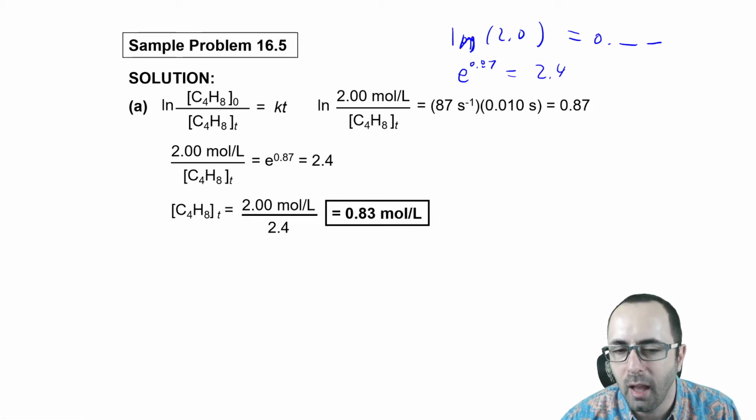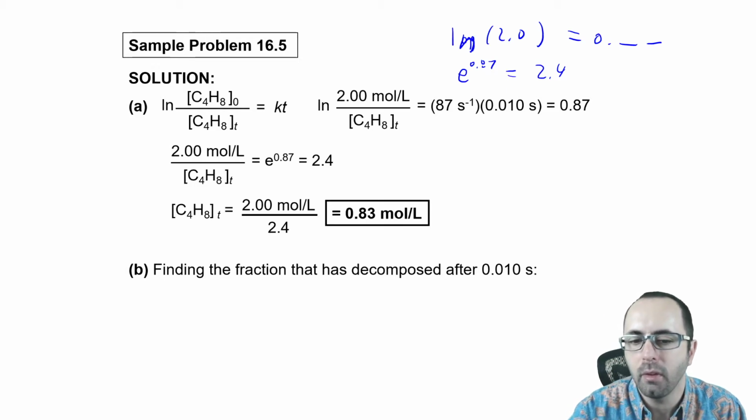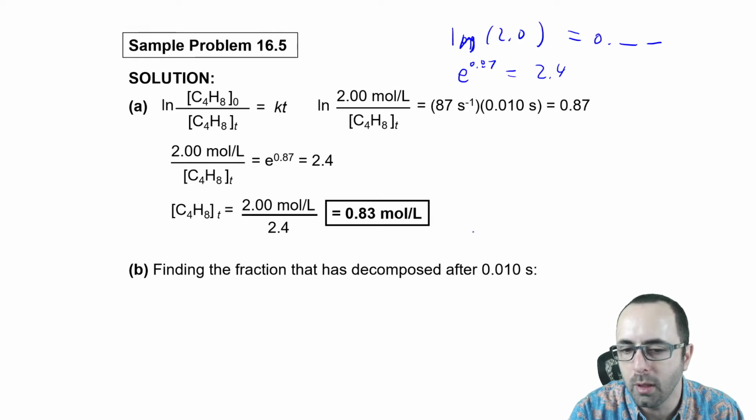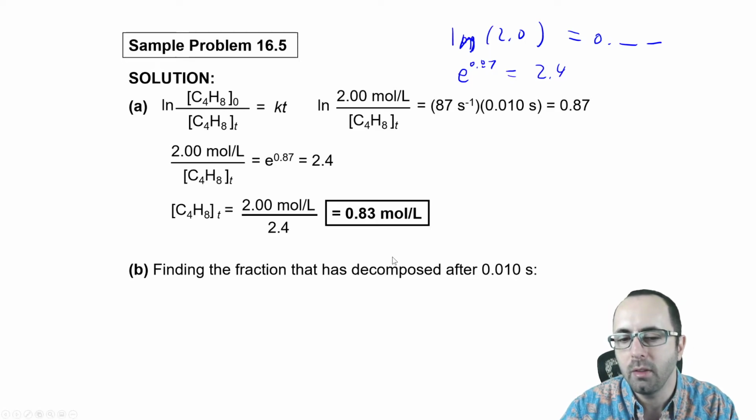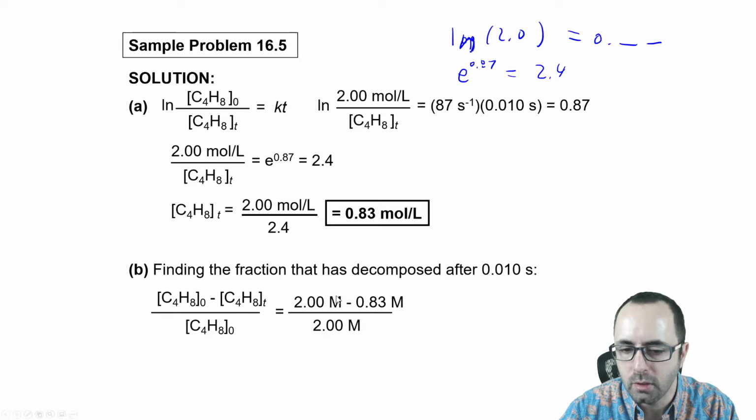And then the second question asked, find the fraction that has decomposed. And so the 0.83 here, or 0.84, is what's left. And what you started with was 2 molars. So the amount that decomposed is the 2 molars minus the 0.83 molars. That's the amount decomposed. Then you divide that by the amount that you started with.